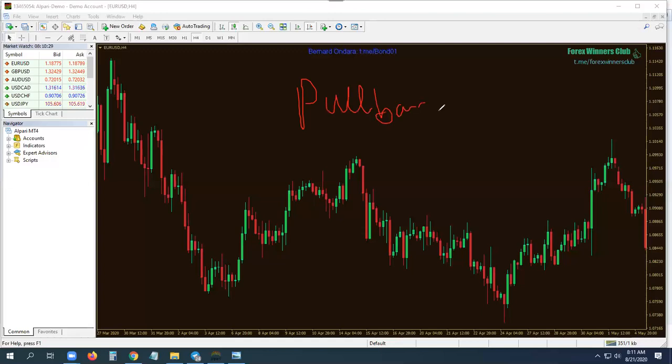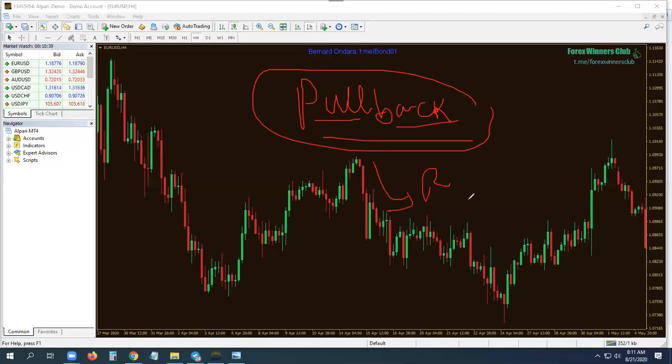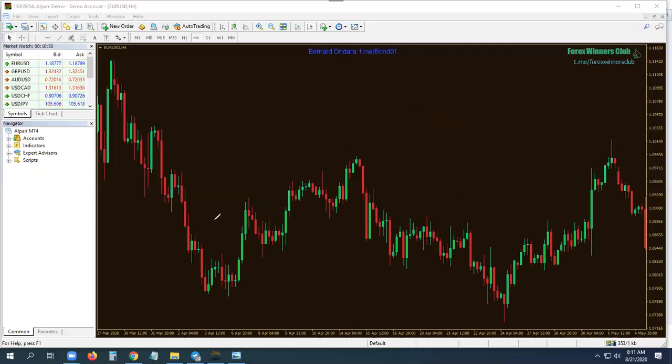Pullbacks, or pullback trading. Pullback, two words combined. Pullback is also what we call retracement. And this is where we have been using Fibonacci a lot, retracement. So let me show you what that should look like, okay?